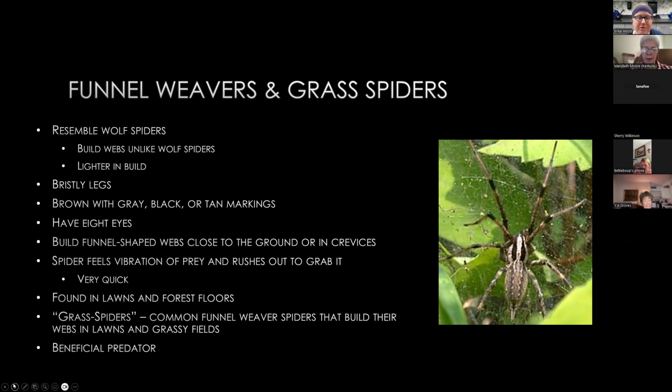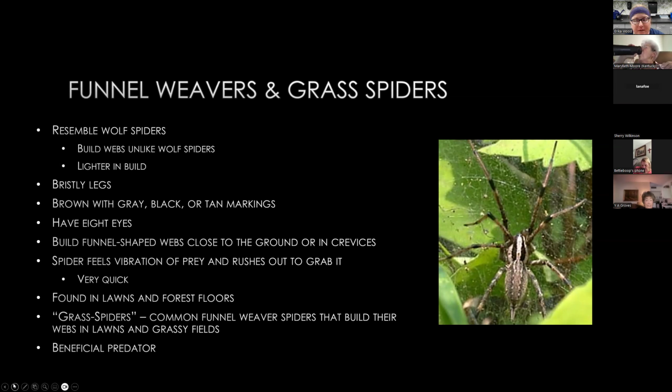Funnel weavers will actually build webs, unlike wolf spiders. Wolf spiders do not build webs, okay? So if you see this spider outside in a web, it's not a wolf spider, okay? These are a lighter coloration, but I can definitely see how, with the markings and the gray and the black that you see on its body, it could easily be mistaken for a wolf spider, okay?